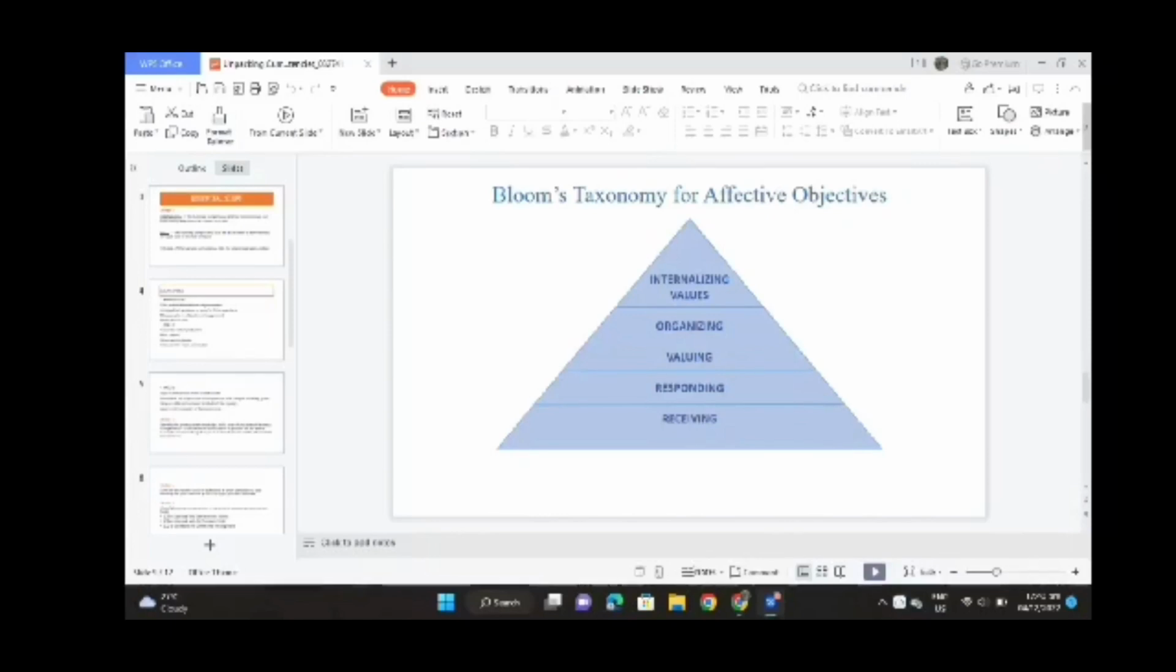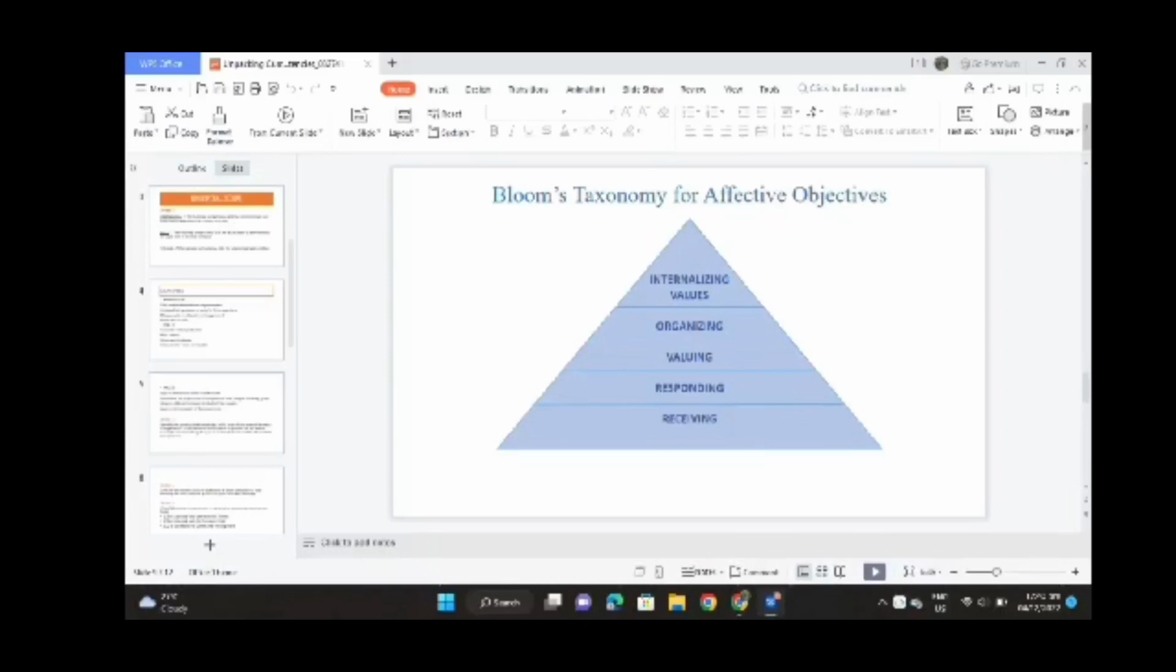Next is organization. It organizes values into priorities by contrasting different values, resolving conflicts between them, and creating a unique value system. The emphasis is on comparing, relating, and synthesizing values. For example, it recognizes the need for balance between freedom and responsible behavior, accepts responsibility for one's behavior, explains the role of systematic planning in solving problems.